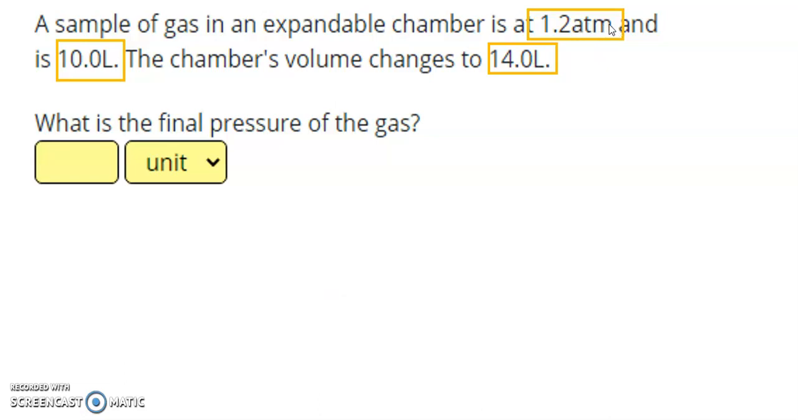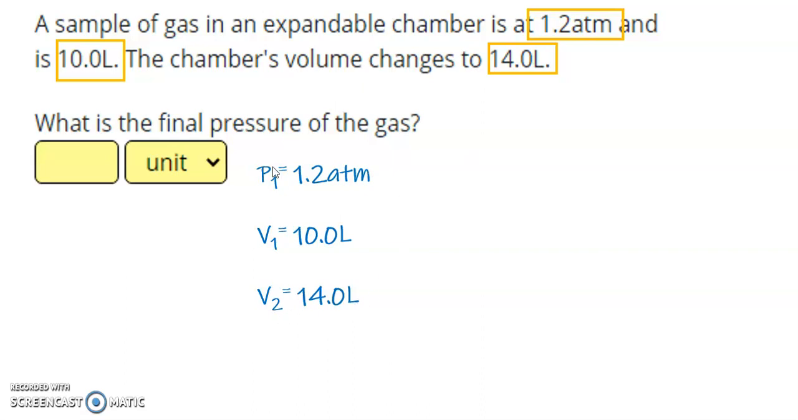Atm tells me this is pressure. Liters tells me this is volume. So pressure 1 equals 1.2 atm. Volume 1 equals 10 liters. The volume changes, so that's the final condition, and it's V2. I know it's volume because the unit liters tells me this is volume.